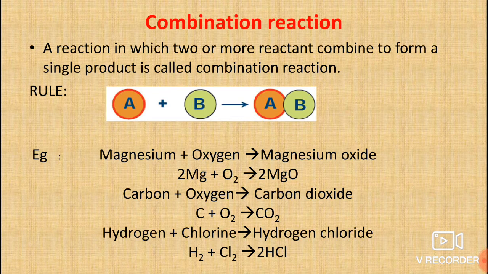Magnesium reacts with oxygen, gives magnesium oxide. Magnesium is one reactant, oxygen is another reactant. So two reactants are there. When they react, it gives us a single product, that is magnesium oxide.